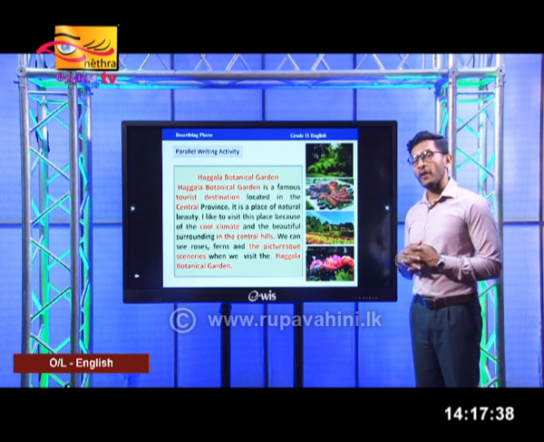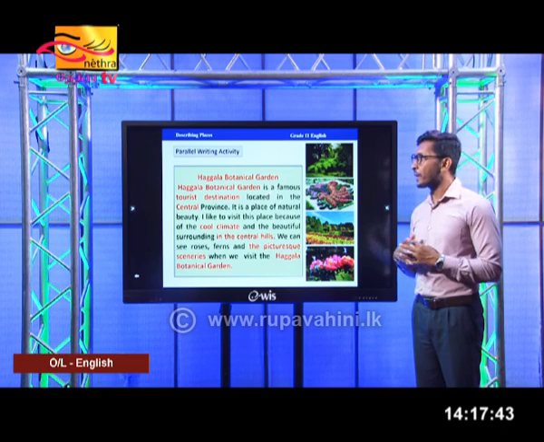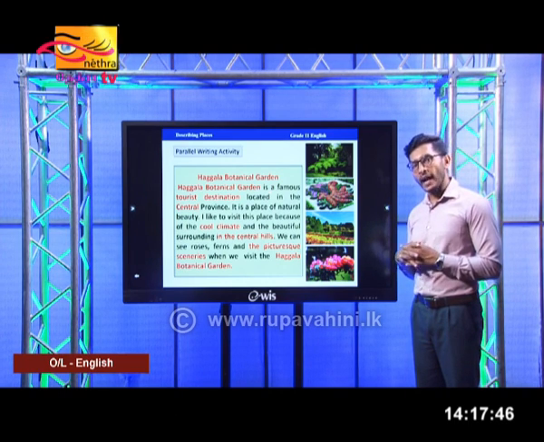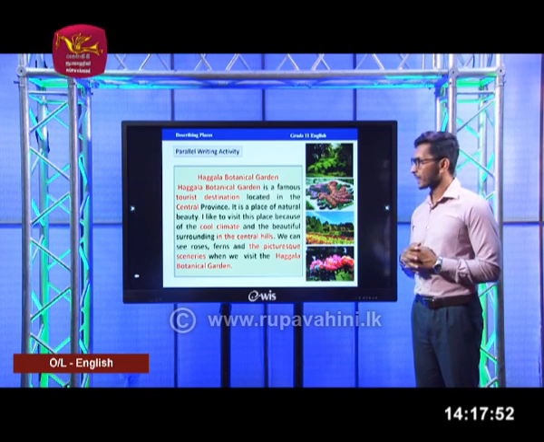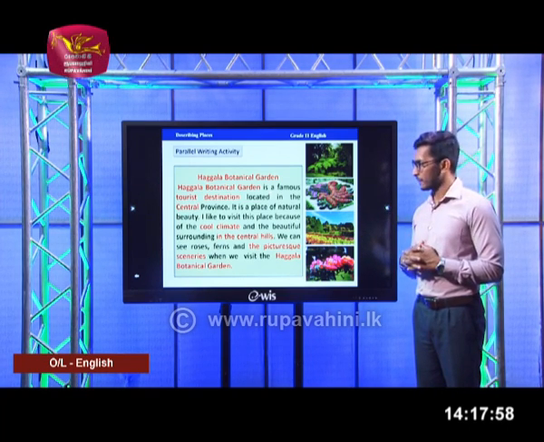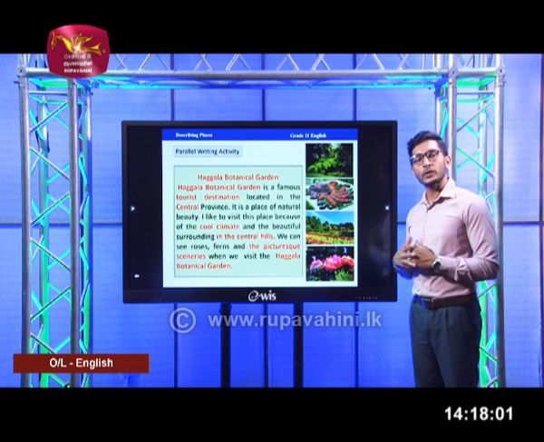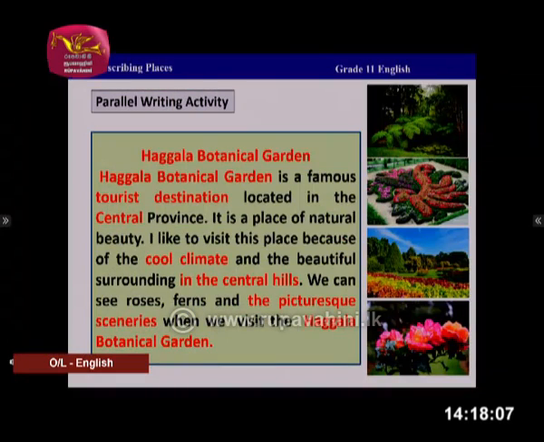If you have a look at this paragraph again, first I have introduced the place. Hakgala Botanical Garden is a famous tourist destination, and then I have written where it is situated, located in the central province. Then I have written what is special about this place. It is a place of natural beauty, and then I have written why I like to visit this place. I like to visit this place because of the cool climate and the beautiful surrounding in the central hills. Finally, I have written what we can see or do once we get there. We can see roses, ferns, and the picturesque sceneries when we visit the Hakgala Botanical Garden.